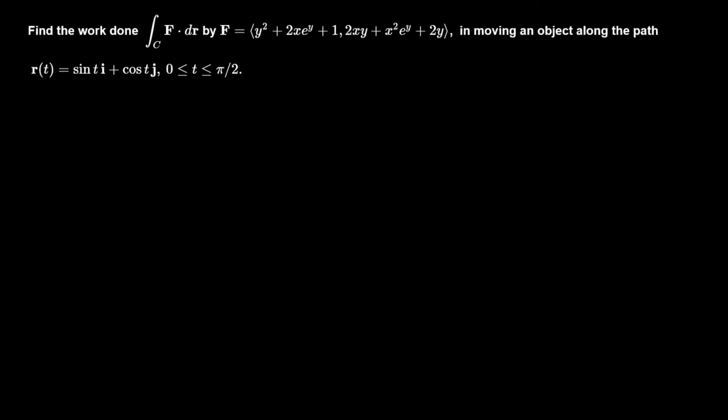Find the work done by this force field in moving an object along the path sine t i plus cosine t j, with t between 0 and pi over 2. First, let's check if this force field is conservative.